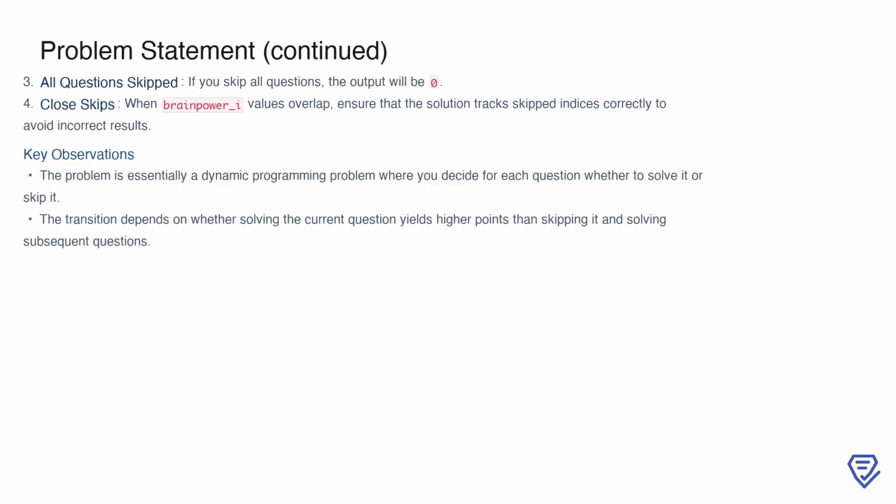At its core, this problem can be approached as a dynamic programming challenge. For each question, you decide whether solving it yields more points than skipping it and moving to the subsequent questions. By carefully managing these transitions, you can calculate the maximum points efficiently.